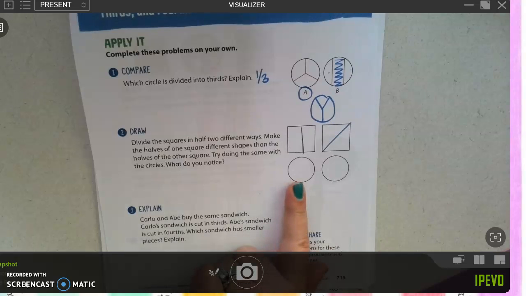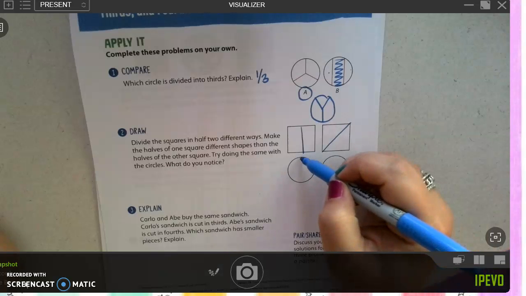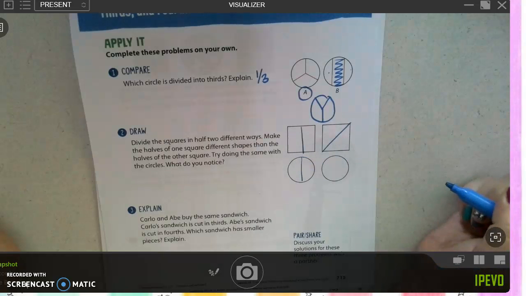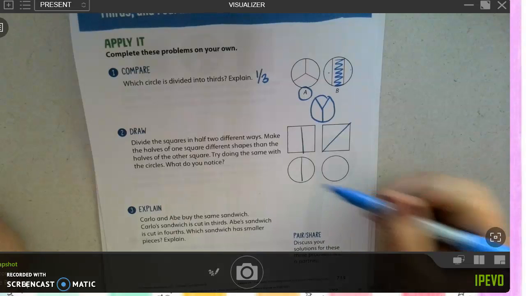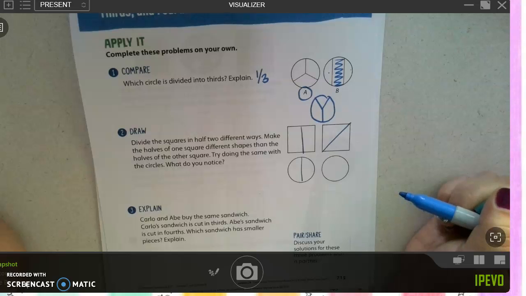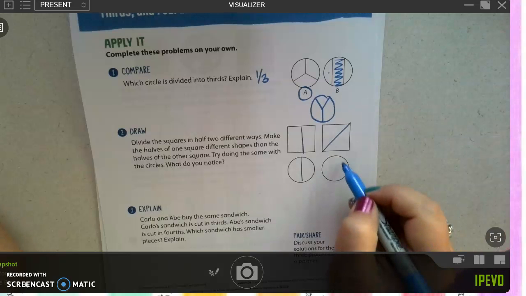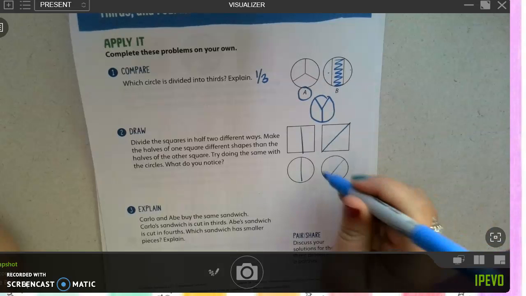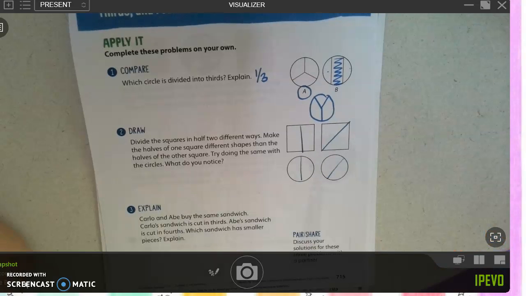For the circle, divide the squares in half 2 different ways. Make the halves of one square different shapes than the half of the other square. Try doing the same thing with the circles. What do you notice? Okay, so dividing a circle in half, I again can go this way. How else can you divide a circle in half by changing the shape? Sure, you can go on an angle, or you can go across, but half of a circle is always going to be the same shape.